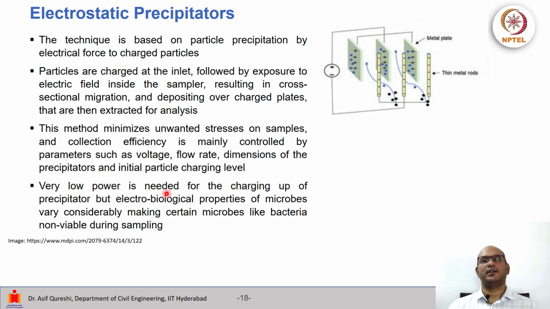Sometimes very low power may be needed for charging of precipitators as related to the collection of bioaerosols, but the electrobiological properties of the microbes can vary considerably. So some of these microbes, like certain bacteria, may become non-viable during sampling because they may not survive this flow through a charged field.